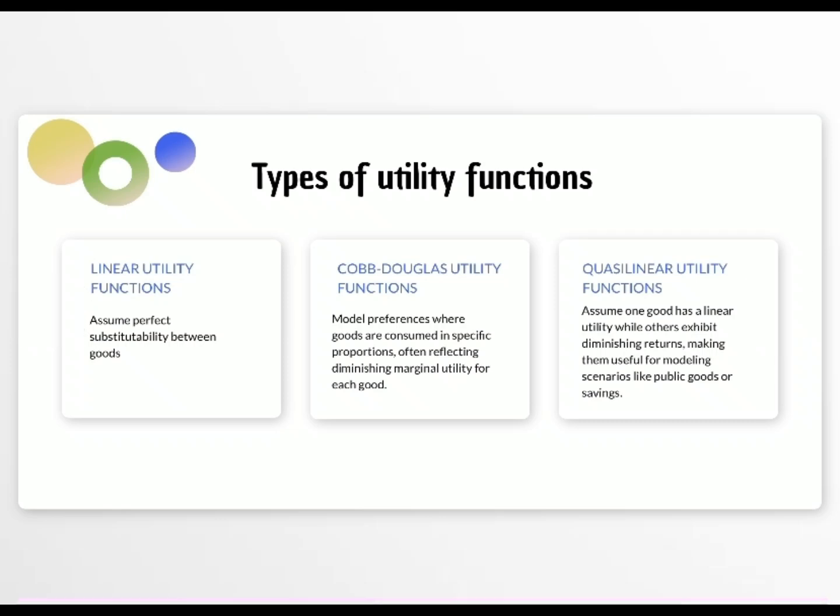First, we have the linear utility functions that assume perfect substitutability between goods. Then we have the Cobb-Douglas utility function that models preferences where goods are consumed in specific proportions, reflecting diminishing marginal utility for each good. And finally, we have the quasi-linear utility functions that assume one good has a linear utility while others exhibit diminishing returns, making them useful for modeling scenarios like public goods or savings.